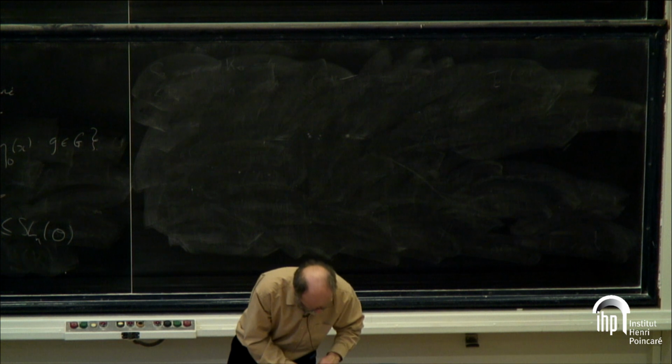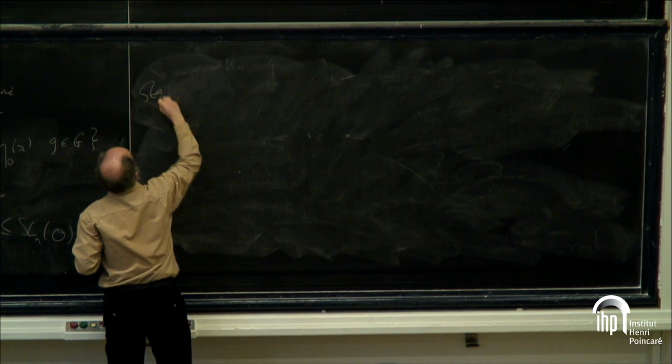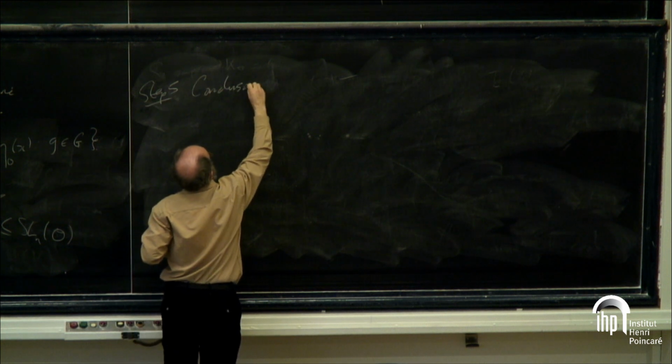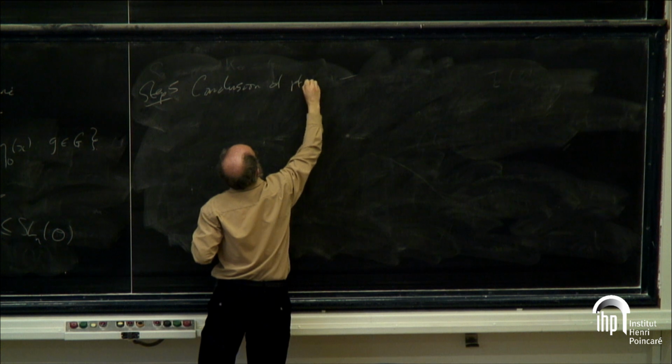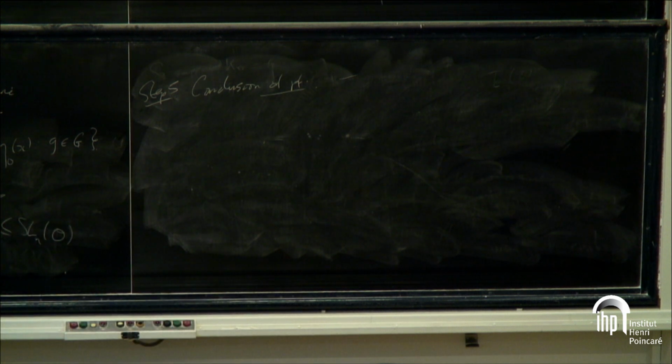So I'll finish the argument from there. So this is step 5, conclusion of the proof. It's really this step. I mean, I think everything I've said so far would work with analytic structure. It's this step now which needs to be replaced.